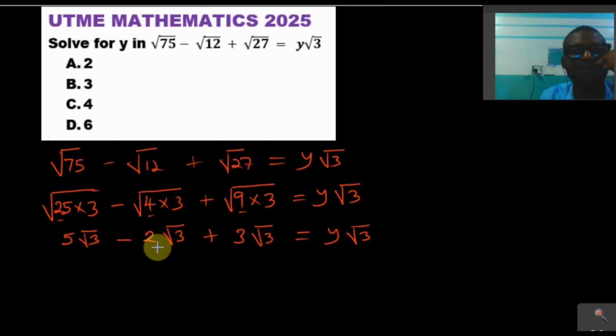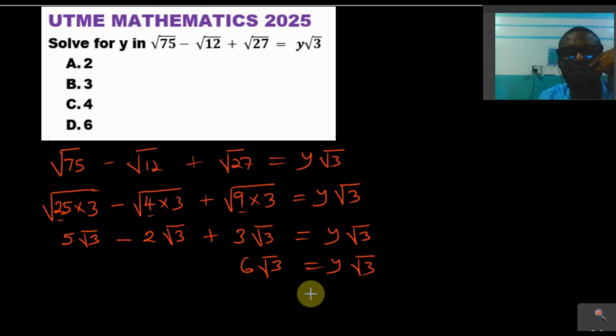We will now have 5 minus 2 is 3, 3 plus 3 is 6, so we have 6√3 is equal to y√3. Now when you eliminate √3, y will now become equal to 6. So my answer is 6. So the option here, option D, is the correct answer.